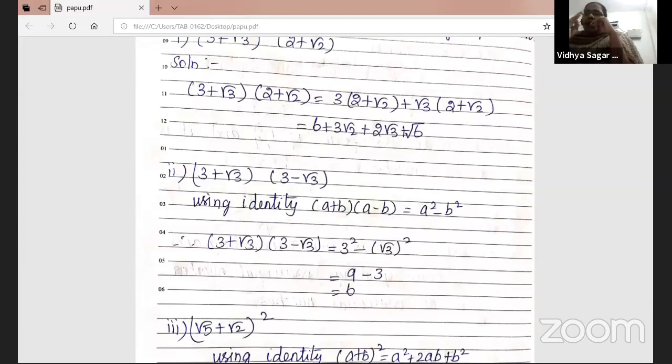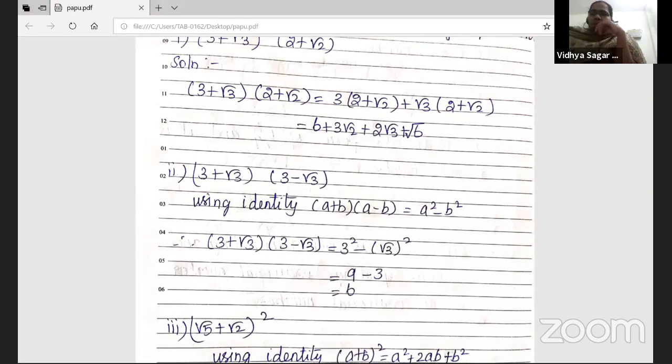Okay. See, A plus B, A minus B will become A square minus B square. That is your formula. And the number also is in that form only. 3 plus root 3 into 3 minus root 3. So what will happen? Your A value was 3. That is 3 square minus root 3 the whole square. So 3 square value will become 9. Root 3 square value will become 3. So 9 minus 3 will become 6.